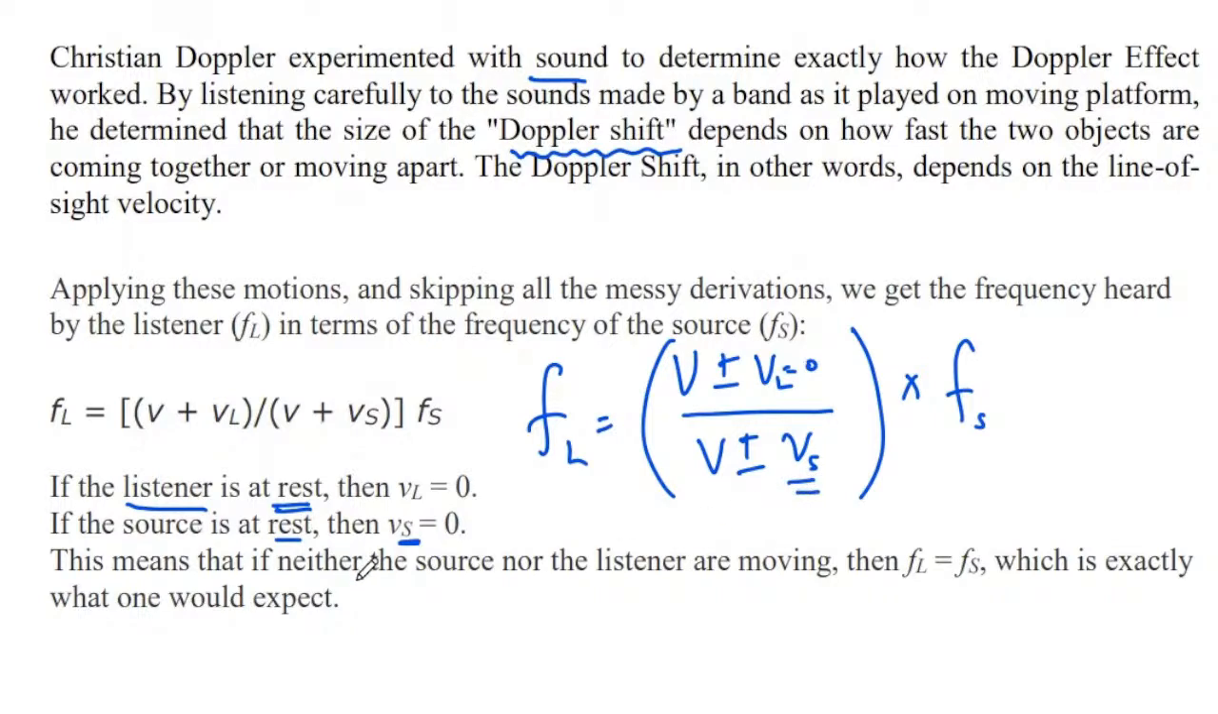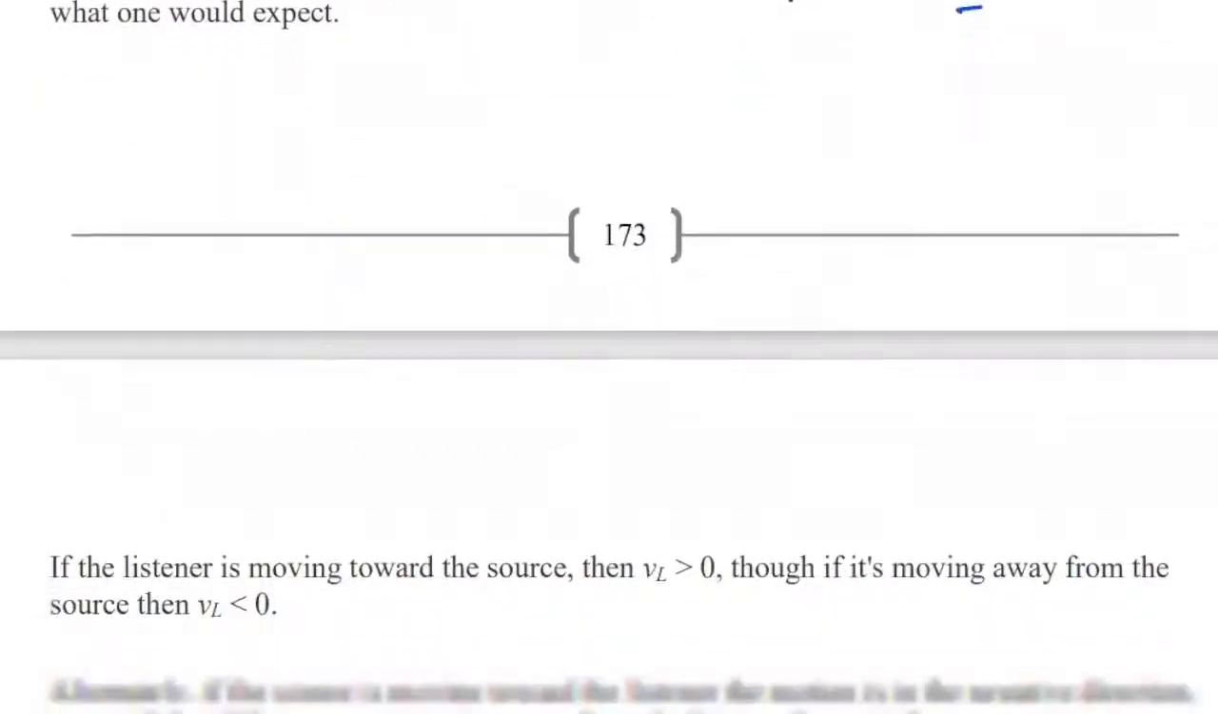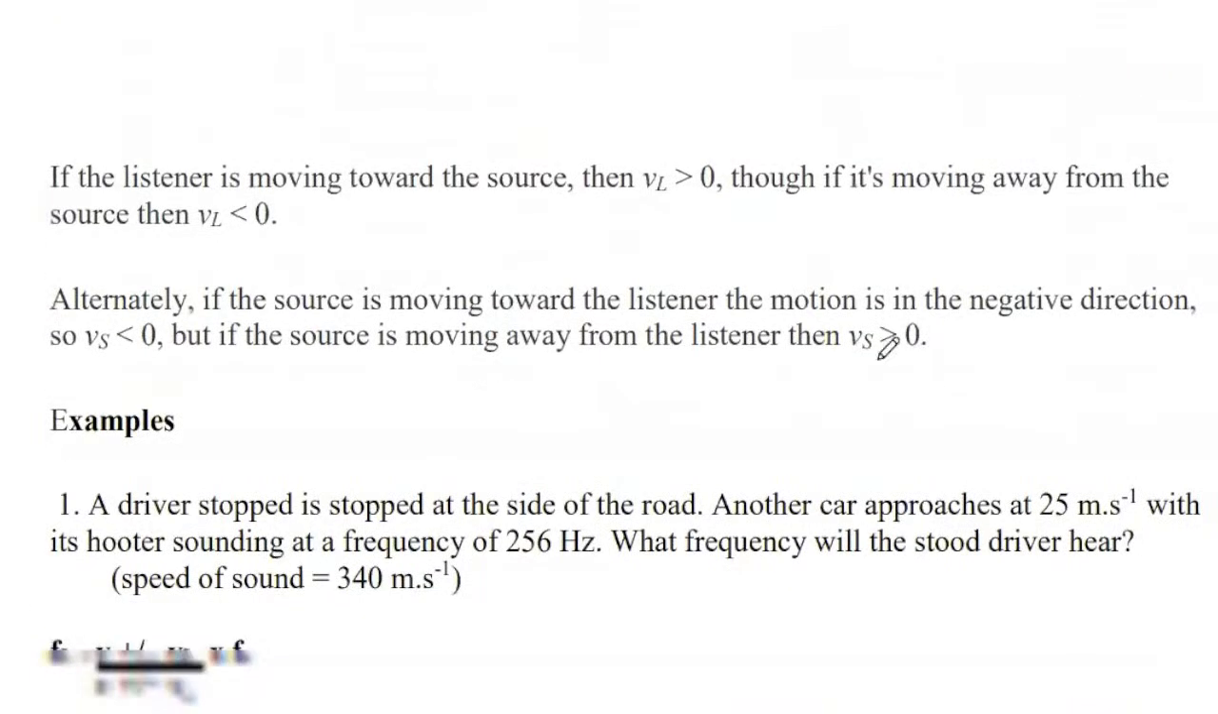This means that if neither the source nor the listener is moving, the frequency that the listener gets will be exactly the same as the frequency being emitted, since there is no apparent change in direction or movement between the two. And then, if the listener is moving towards the source, the velocity of the listener is going to increase.